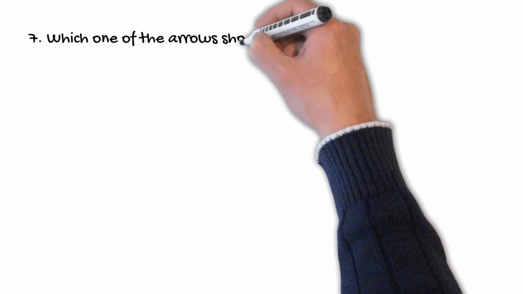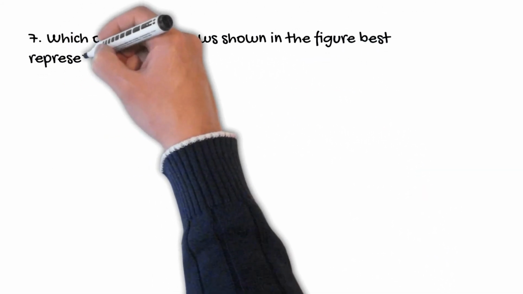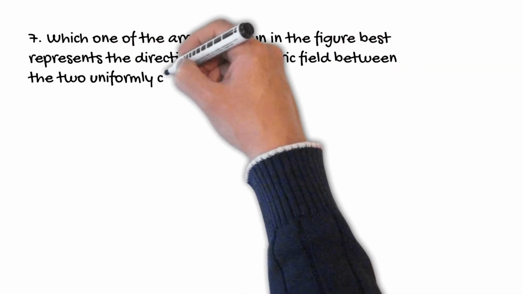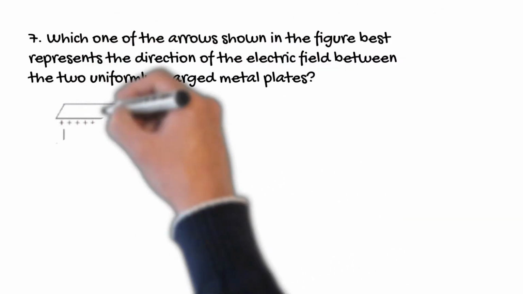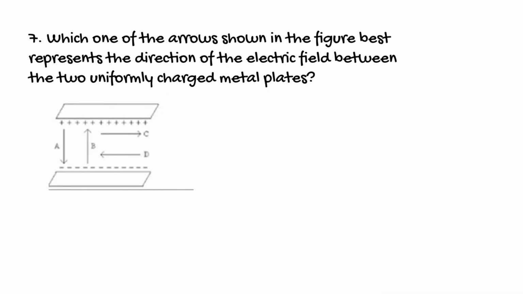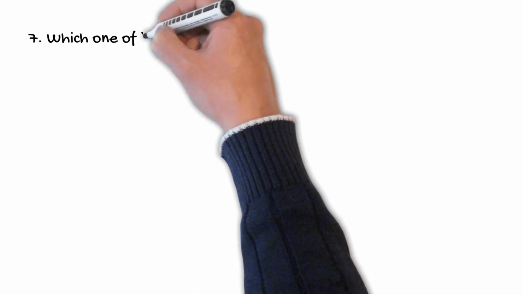Brings us to the next one. Which one of the arrows shown in the figure best represents the direction of the electric field between the two uniformly charged metal plates? Alright, electric field is always from positive to negative. So that one is easy.